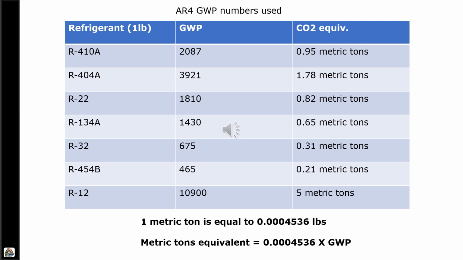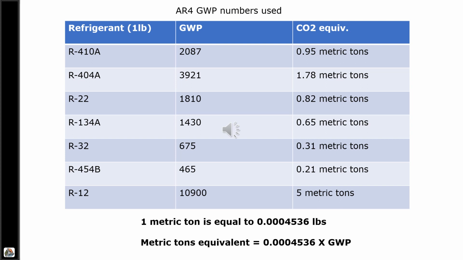404A is another really popular refrigerant, so 1 pound of 404A is equal to about 1.78 metric tons of CO2. R22 is equal to roughly 0.82 metric tons of CO2. R134A is equal to 0.65 metric tons of CO2. And then I wanted to throw in some A2L refrigerants, the new substitutes that we'll be seeing in the very near future. So R32, with a global warming potential of 675, comes in at 0.31 metric tons of CO2 equivalency.